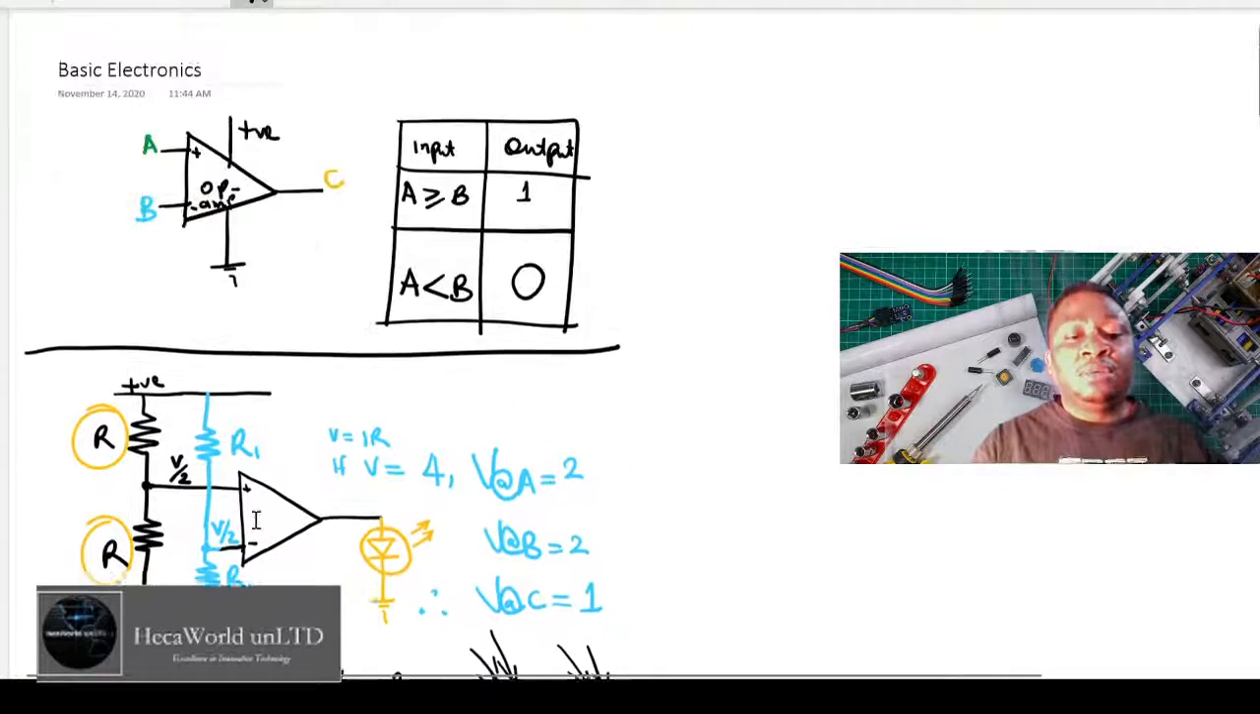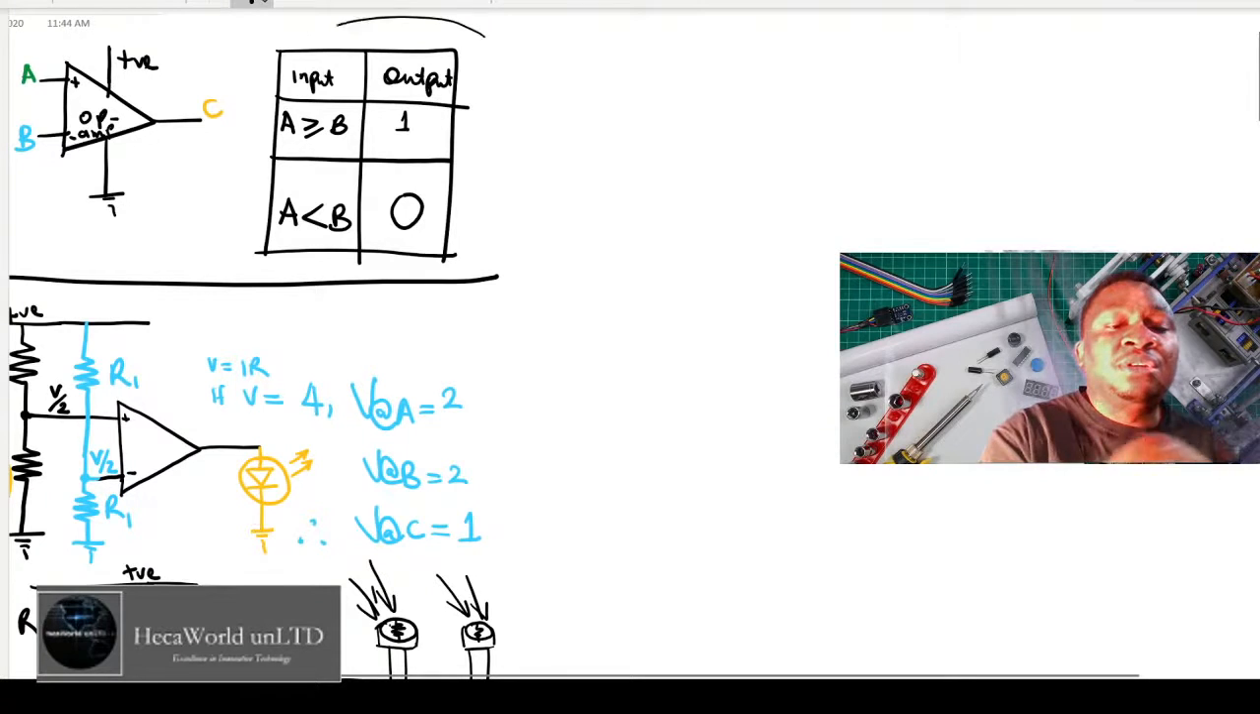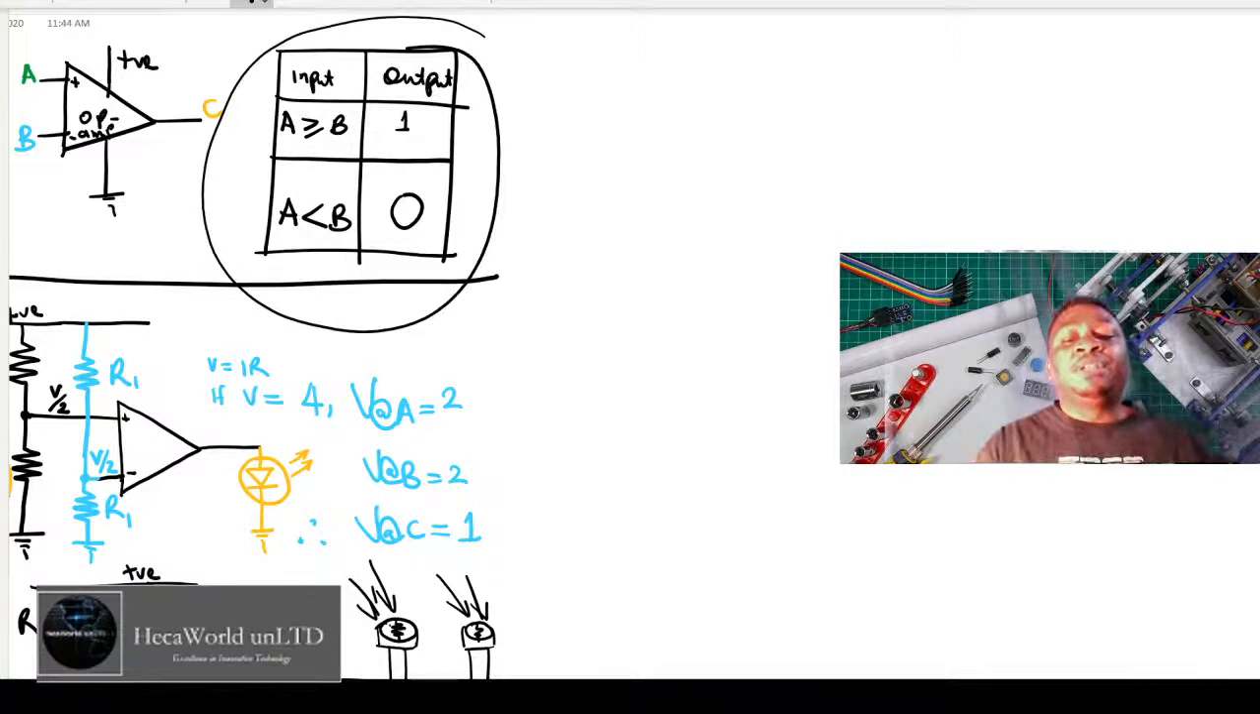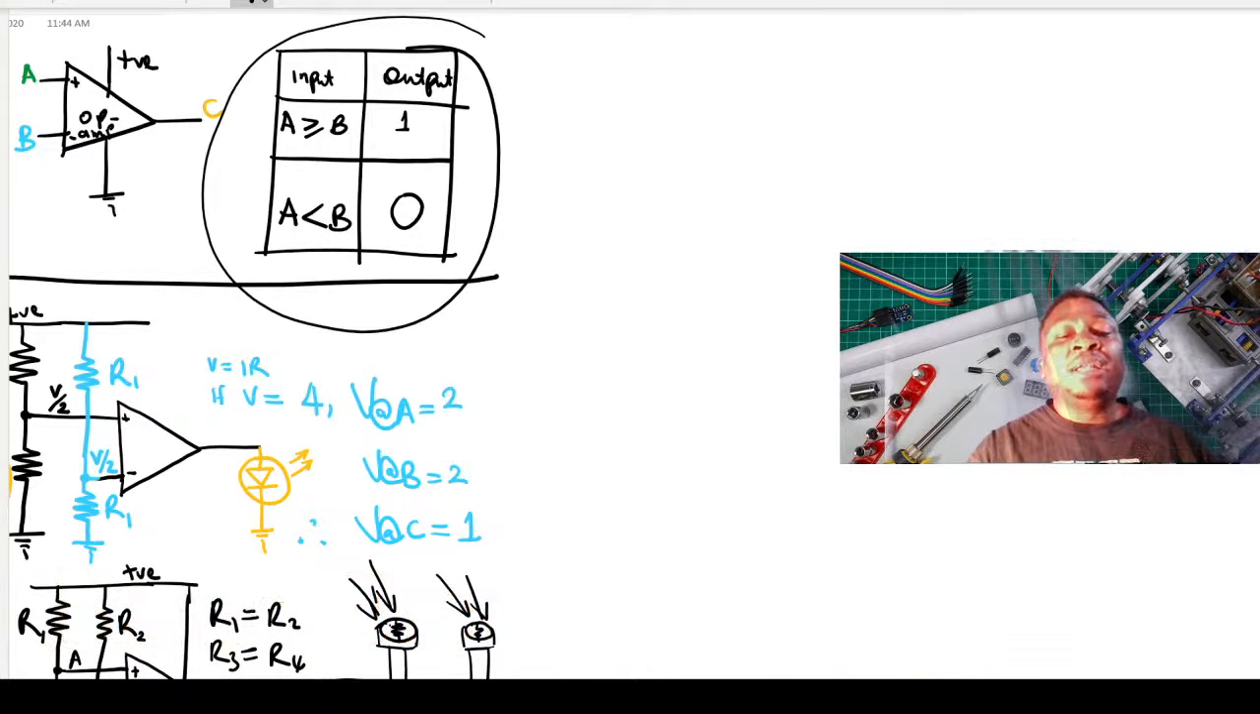Okay, that's what we talked about today, and this is key for a comparator. When your non-inverting input is greater than or equal to your inverting input, then your output is always high. And conversely, when the non-inverting input is less than the voltage at the inverting input, then the output is 0. So that will be it from us today.